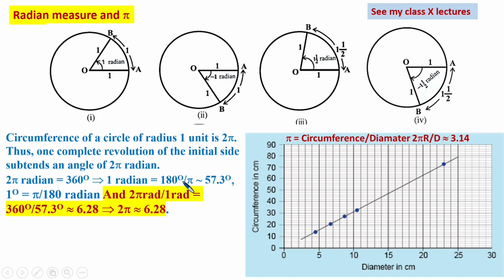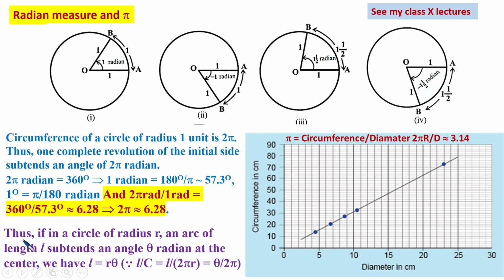And if you substitute this value here, you will get 57.3 degrees. That is 1 radian. Similarly, 360 divided by 2 is 180. So if I take this 180 to this side, 1 degree will be pi by 180 radians. And this 2 pi radian by 1 radian, that is equal to, this 2 pi radian is 360 degrees, which we have said earlier, and this 1 radian is 57.3. So these degrees and degrees get cancelled. Here it is 6.28. So I can write 2 pi is equal to 6.28.